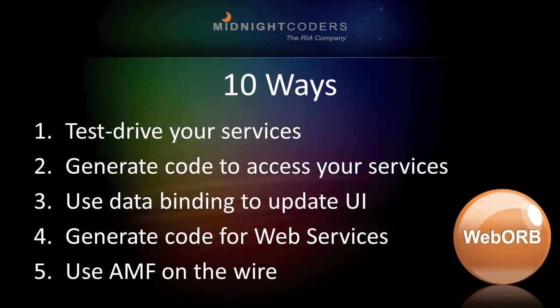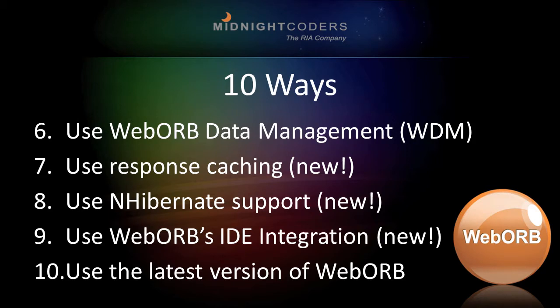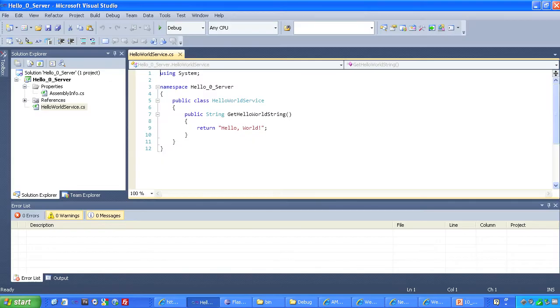The 10 ways to improve your development are, first, to test drive your services; second, generate code to access your services; 3, use data binding to update your UI; 4, generate code for web services in particular; and 5, use AMF on the wire. Then 6, use WebORB data management; 7, use response caching, which is a new feature; 8, use NHibernate support, also new; and 9, use WebORB's IDE integration, also new. Finally, use the latest version of WebORB so that you have access to all these new features. Now I'm going to go through those in more detail.